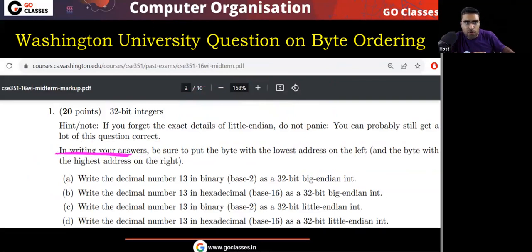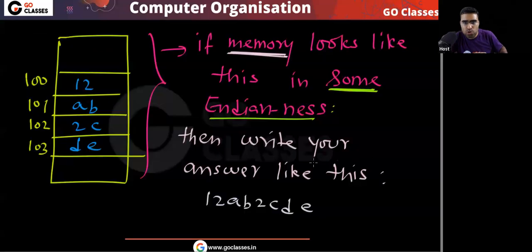When you are writing your final answer, make sure that you put the byte with the lowest address on the left. Your final answer should look like this. If your main memory looks like this, then your answer should look like this. So this is the point.